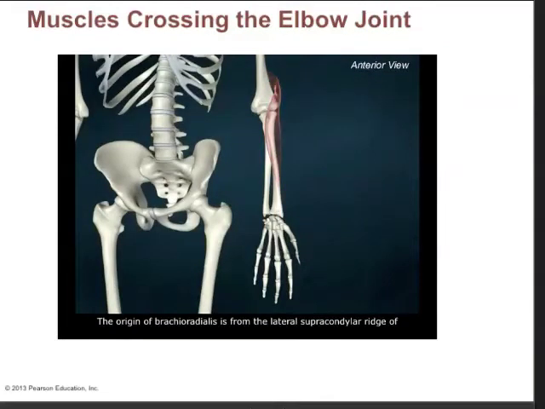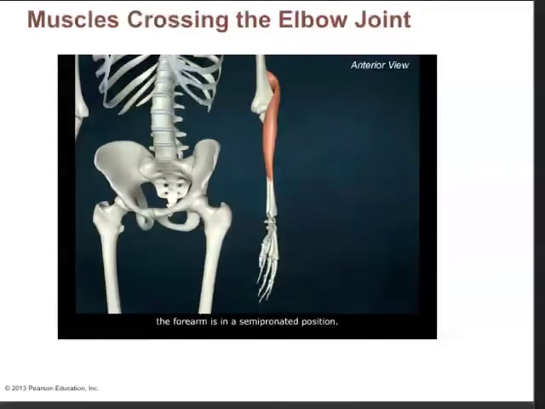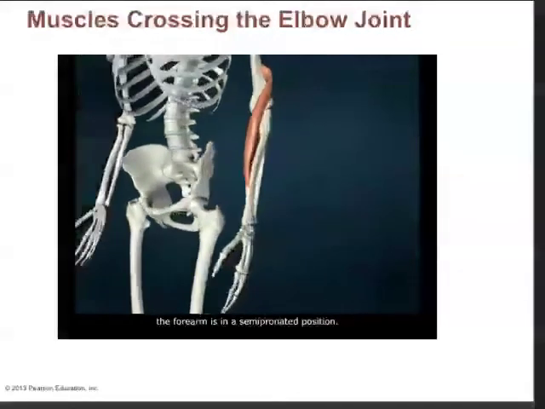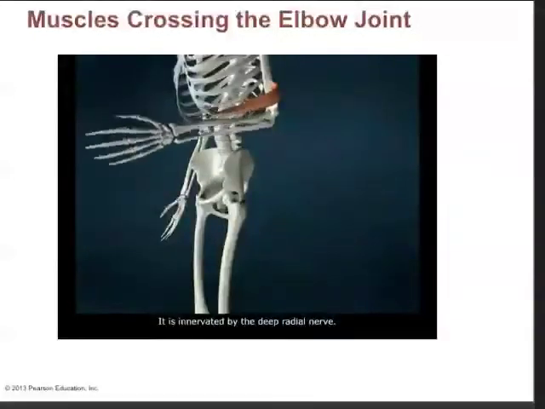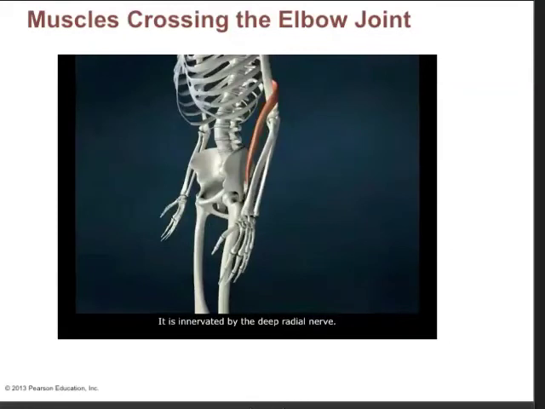The origin of brachioradialis is from the lateral supracondylar ridge of the humerus. The insertion is to the base of the styloid process of the radius. Brachioradialis is an especially strong forearm flexor when the forearm is in a semi-pronated position. It is innervated by the deep radial nerve.